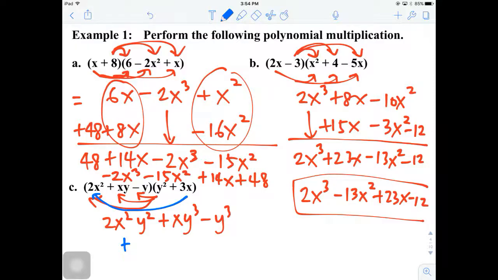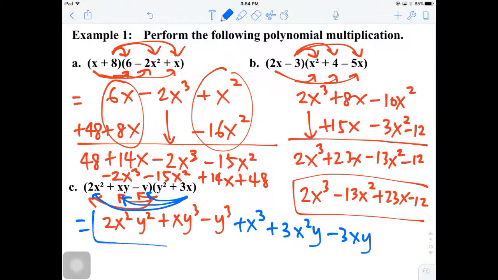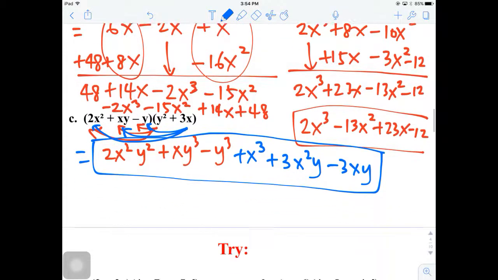That's going to be plus 3x to the third. I don't have any x to the third terms, so I'm going to just add it to the back here. And then next I have 3x squared y. So we have no x squared y either. And then finally we have a minus 3xy. I don't have any 3xy term. It turns out that every single one of these terms are different from the previous terms. So that is the final answer here.